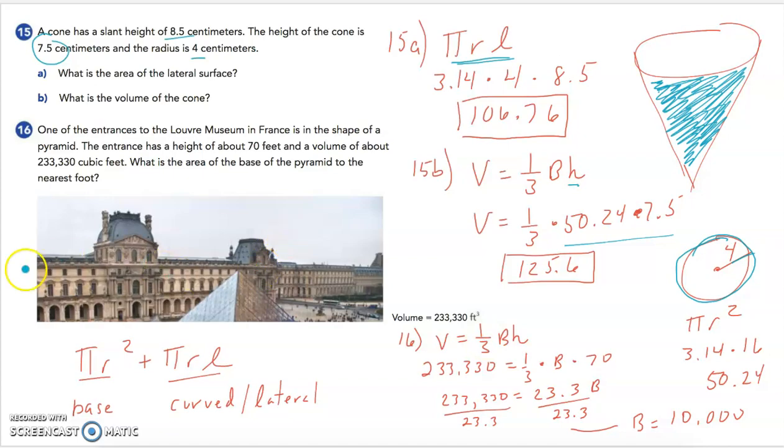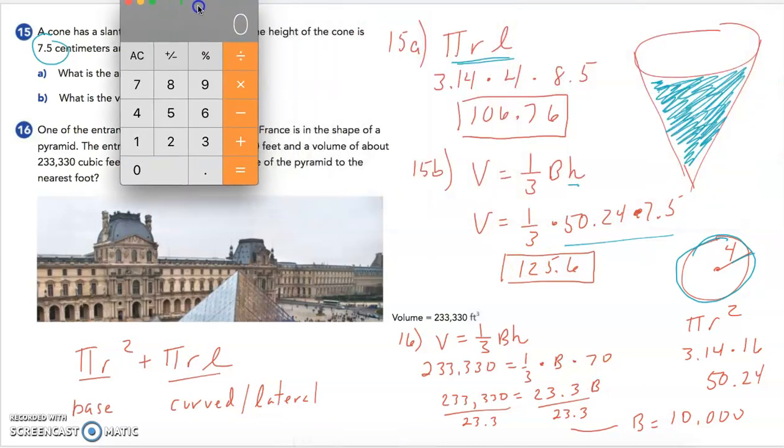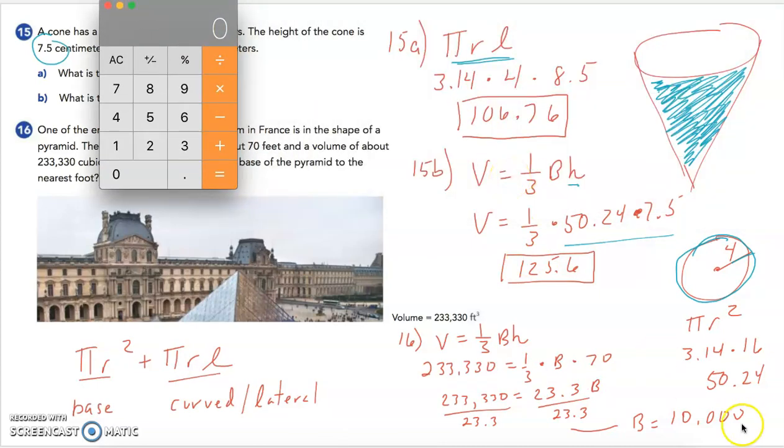And then the last one, we have the Louvre, which has a height of 70 feet, and it's got a volume of this. It wants to know what's the area of the base. So here's our formula. Volume equals 1/3 area of the base times height. So here's our volume, 1/3 area of the base times 70. I do 1/3 times 70, and I get 23.3. Now again, technically I get 23.3 repeating forever. So I'm going to divide both sides by 23.3. And this is what I end up with. So 23,330 divided by 23.3, just 23.3, I'm going to get that.